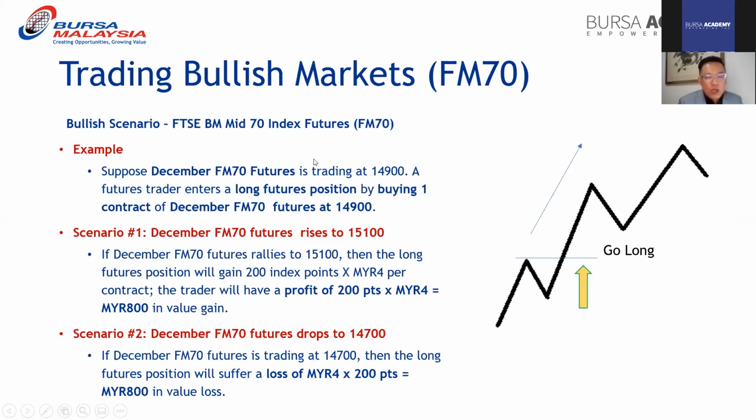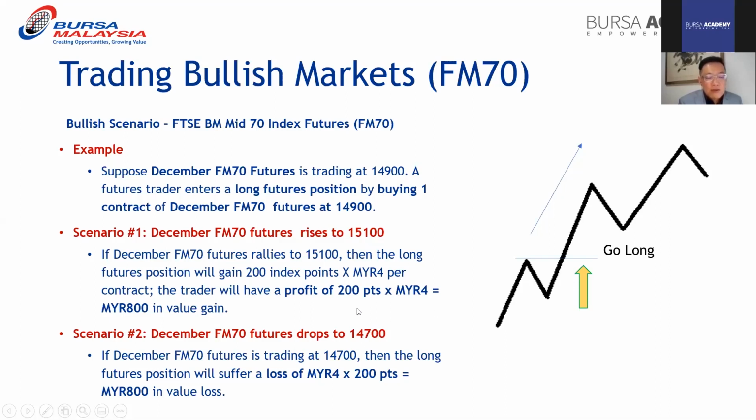If you are bullish and you're buying a position in the FM70, and because this example was given last month, we are trading the December FM70 futures last month. This month, of course, we're trading the January contract. So if the FM70 at the time was trading at 14,900 and you were bullish, you bought one contract of FM70, and if the FM70 rose to 15,100, you will have made 200 points. 15,100 minus 14,900 is 200 points. So 200 points multiplied by 4, every single point is 4 ringgit, you have a gain of 800 ringgit. That's how you calculate.